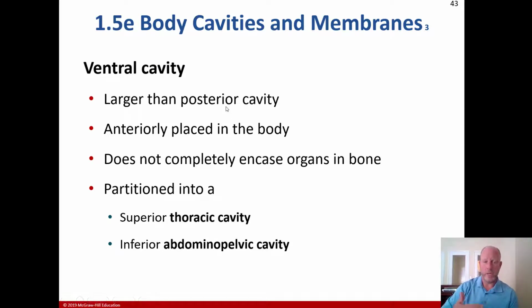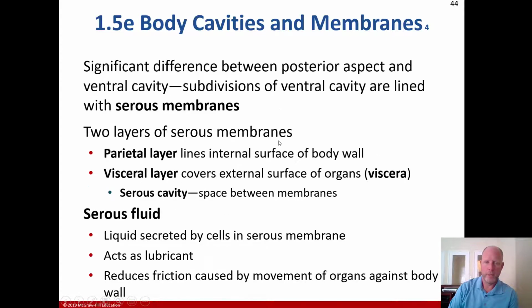Okay, it's everything anterior to that spine essentially, and it's anteriorly placed in the body. It does not completely encase organs in bone. It's partitioned into your thoracic and your abdominopelvic cavity. We'll take a look at some images here shortly with this. A significant difference between your posterior aspect and your ventral cavity is something called serous membranes. Okay, there are two layers of these serous membranes.